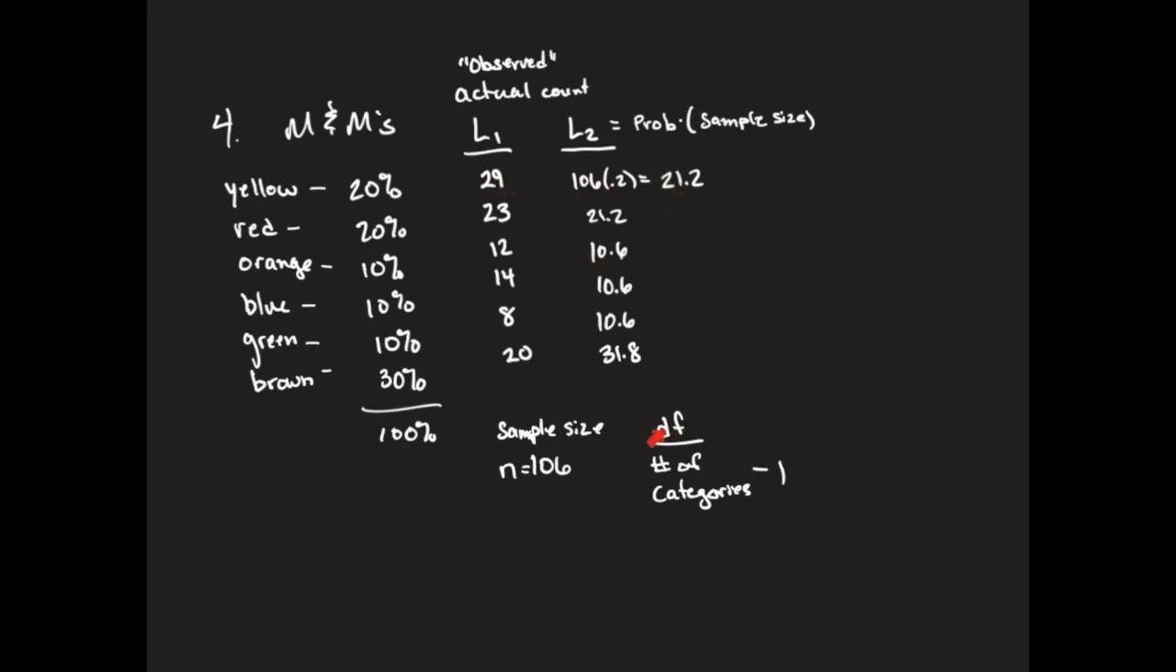Degrees of freedom in this particular test, the GOF test, is always the number of categories minus 1. Be careful. Sometimes we want to say it's sample size minus 1. That's what it usually is. This one, it's the number of categories. We have 6 colors here, so 6 minus 1 is 5.